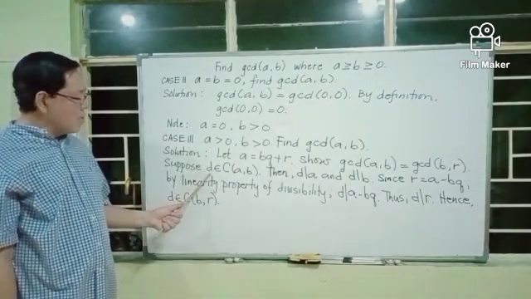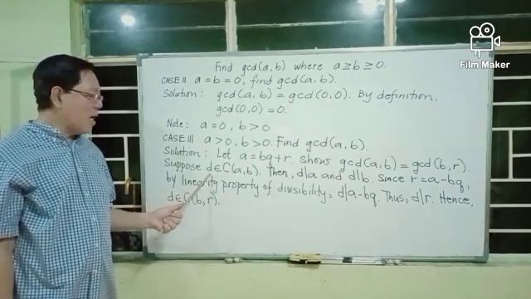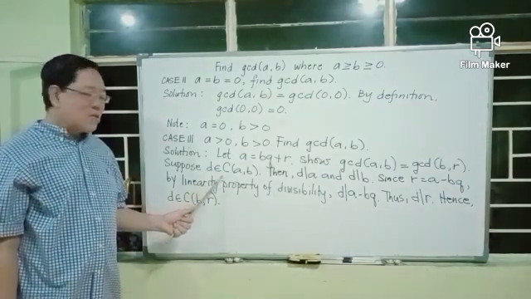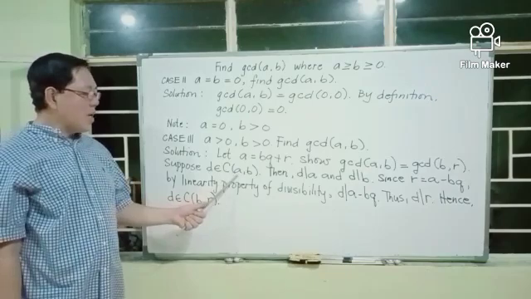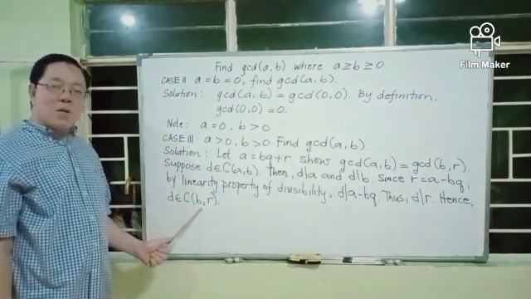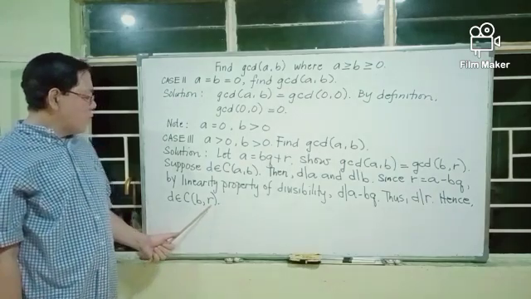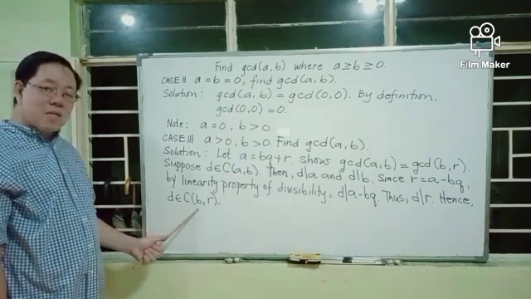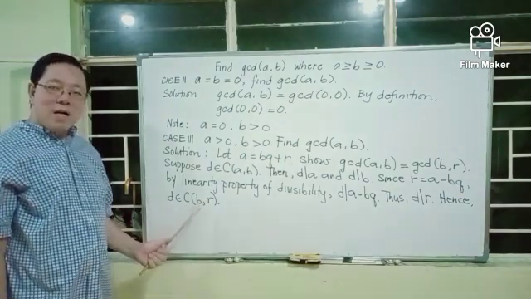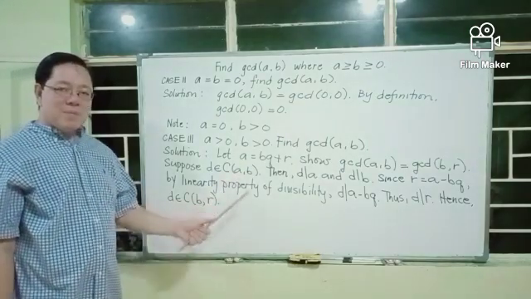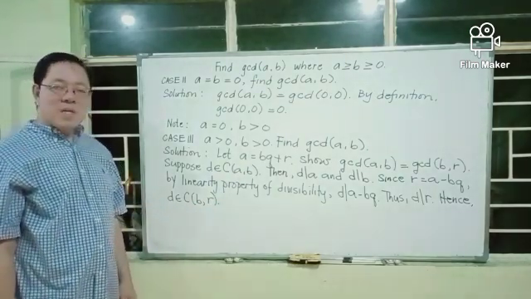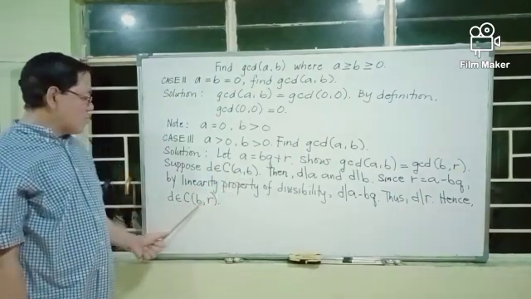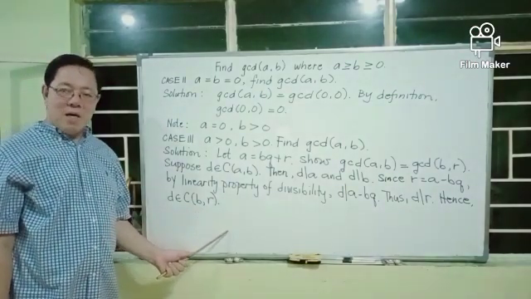But here we suppose that D is any arbitrary element of C of AB. That means D is any common divisor of A and B. So any common divisor of A and B is also a divisor of B and R. Now we will show that if we take an arbitrary element of this set that divides B and R, that element also divides A and B. And if we can do that, we will conclude that the set of common divisors of A and B is equal to the set of common divisors of B and R.